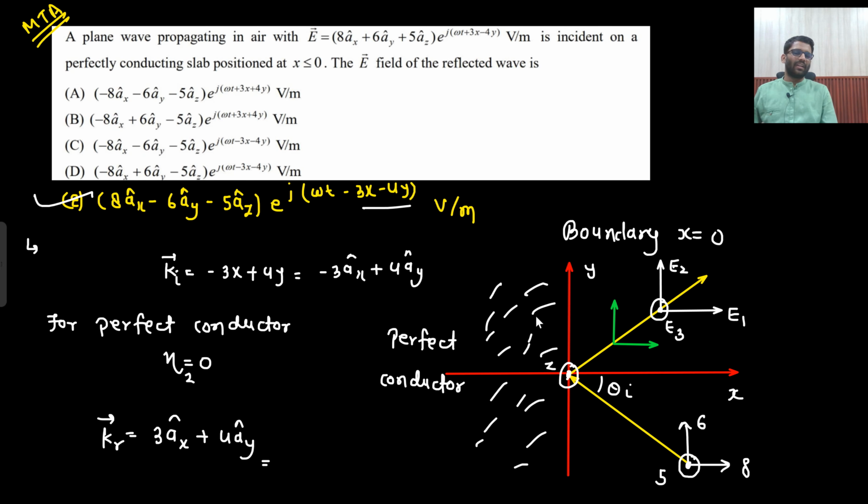Then you can certainly write down the KR vector, and with the help of the KR vector you can certainly write down this term as well. That is not tough to write down. Is that clear to you?